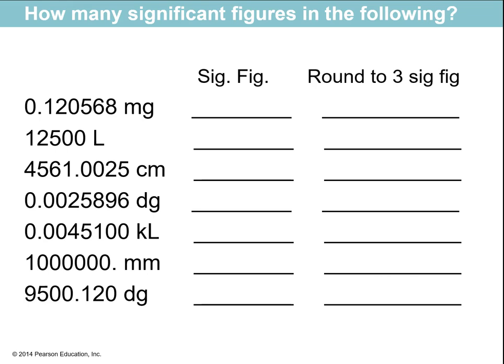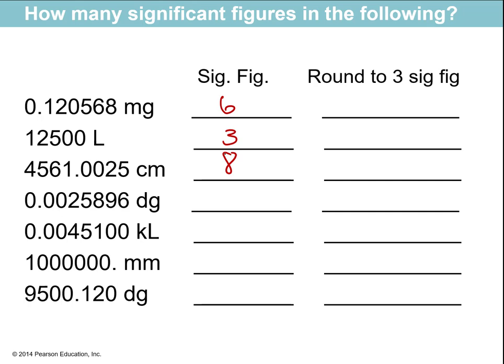So first off, you tell me how many significant figures in that number. 0.120568. 6. And if anybody doesn't understand, just throw a hand up so we can run through them. What about 12,500 liters? 3. Everybody got that? No decimal place, zeros at the end are not significant. What about 4,561.0025 centimeters? 8. All of them. Okay, because those zeros are in between.